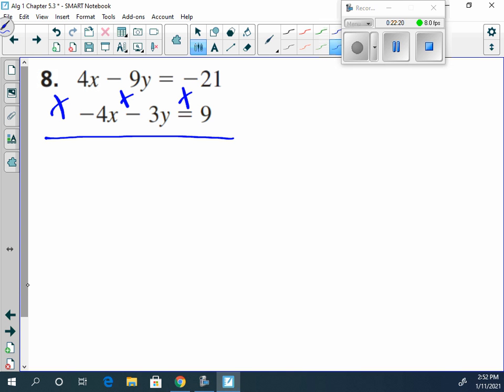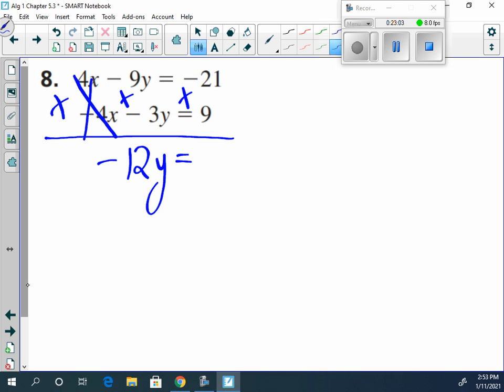Well, 4x plus negative 4x, that is 0. 4 plus negative 4 is 0. Now, negative 9y plus negative 3y. But they're the same though, because a negative and a negative make a bigger negative. If I lost 9 and I lost 3 more. No, why would you add that?